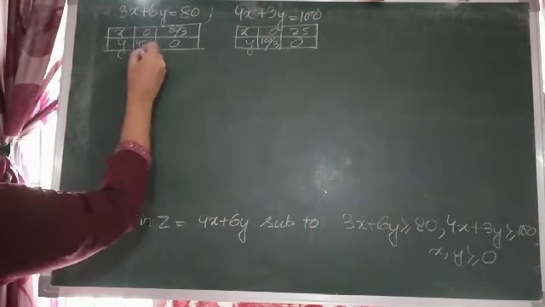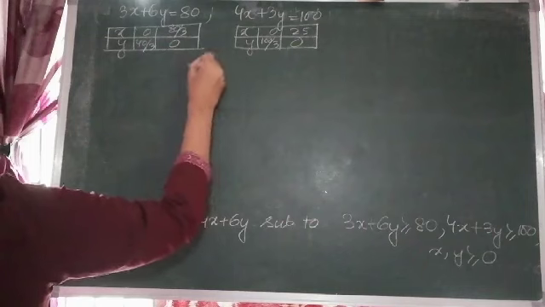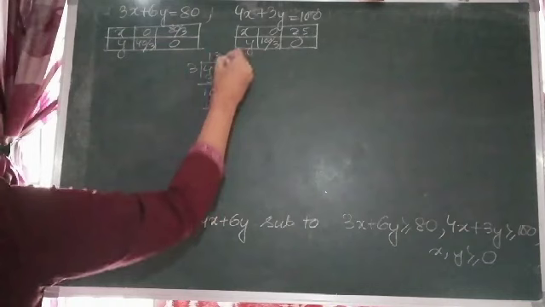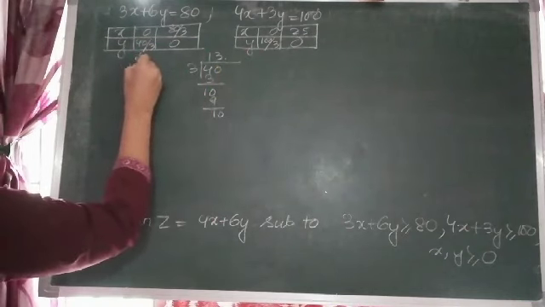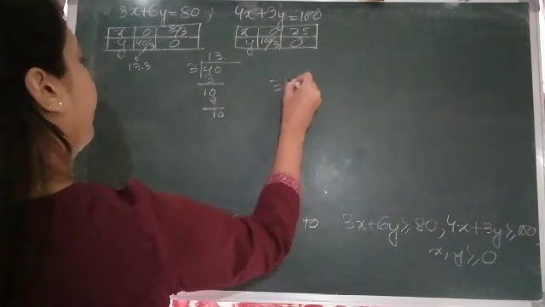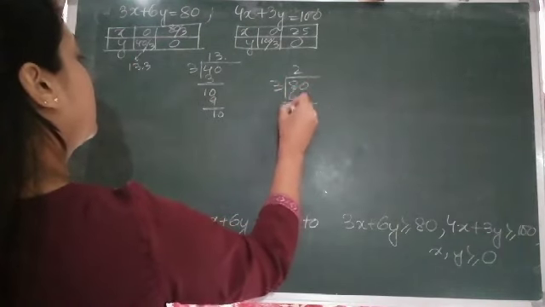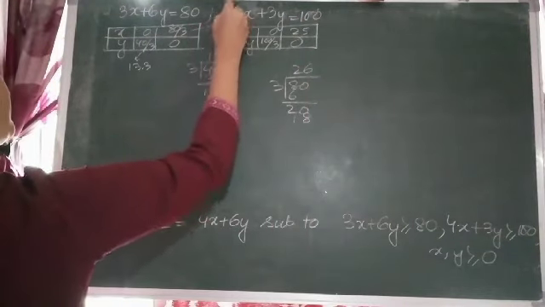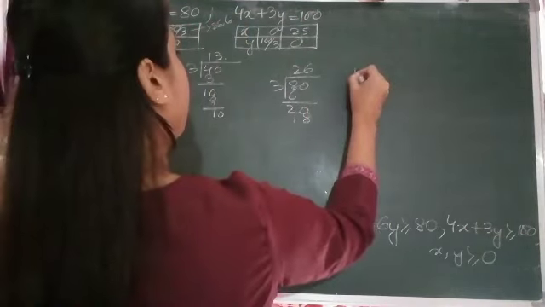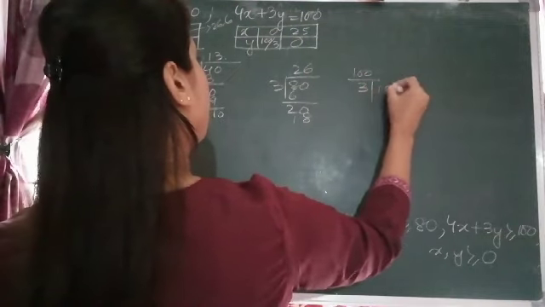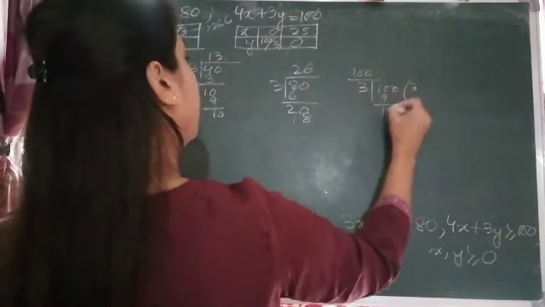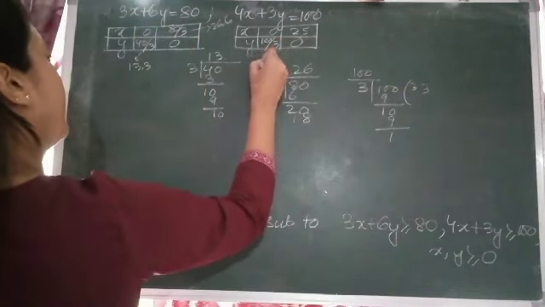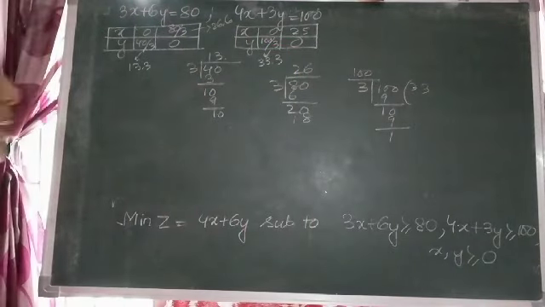Now, 40 by 3, if you divide it, this is equal to 13.3. 80 by 3 will be equal to 26.6. 100 by 3 is equal to 33.3.